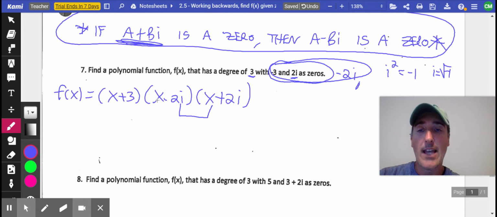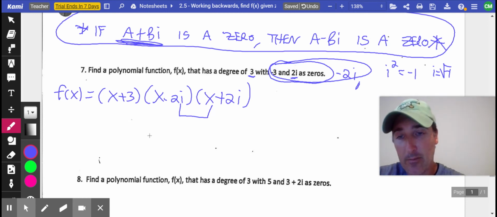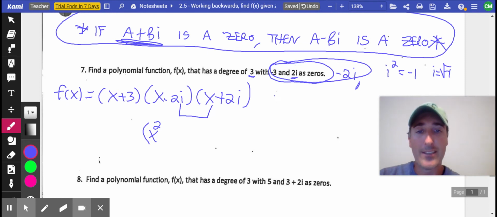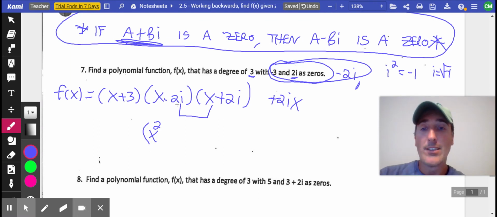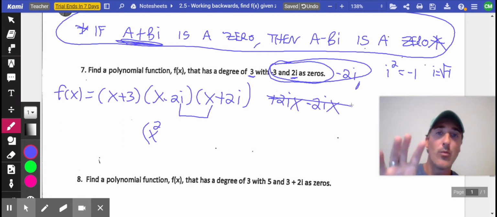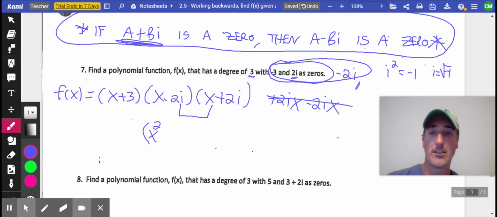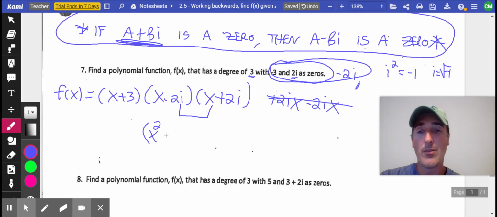So when I FOIL this out, I have x times x is x squared. Okay, the outer term is going to be positive 2ix. I always write the inner and the outer to the side. The inner is -2i times x, which is -2ix. You can see how these cancel. That's why we distribute the complex conjugates, because the inner and the outer terms go away. And then the last term we get -2i times 2i, which is this -4i squared.